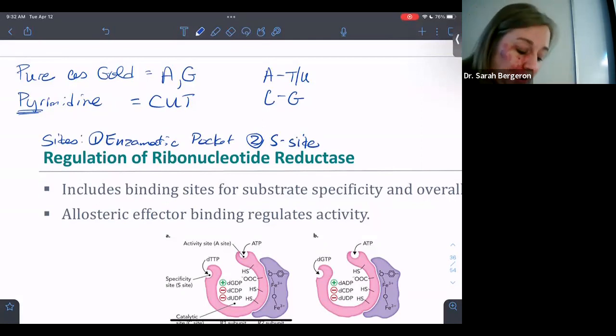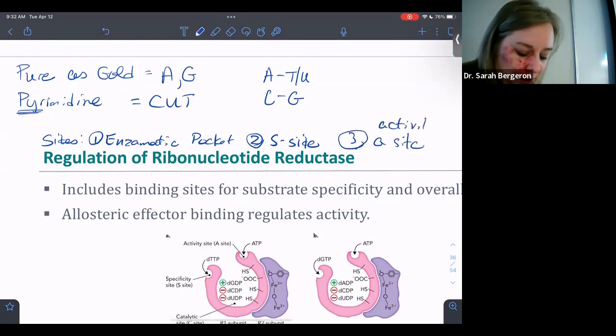And then they have a third site, and the third site is the activity site, or the A site. So this is activity, and then this is substrate specificity.